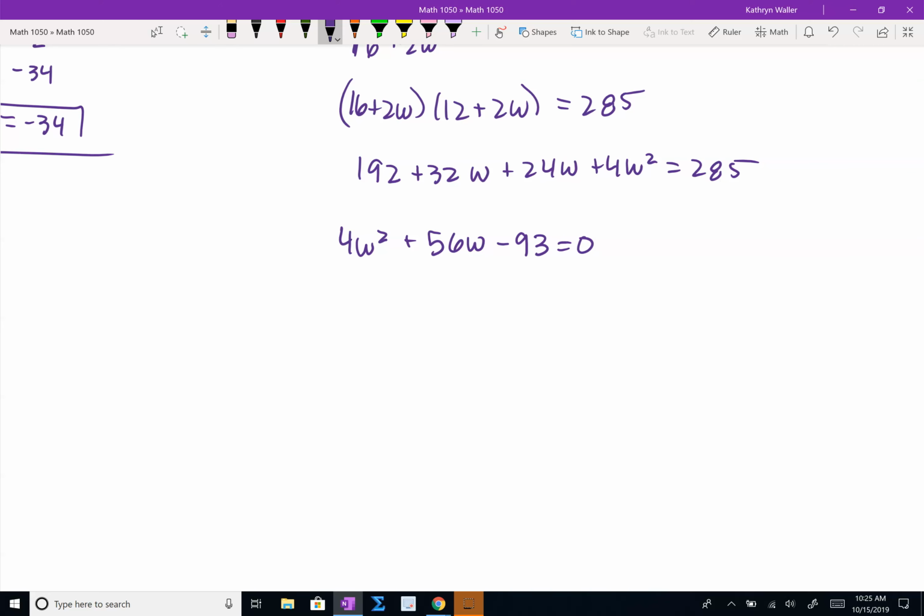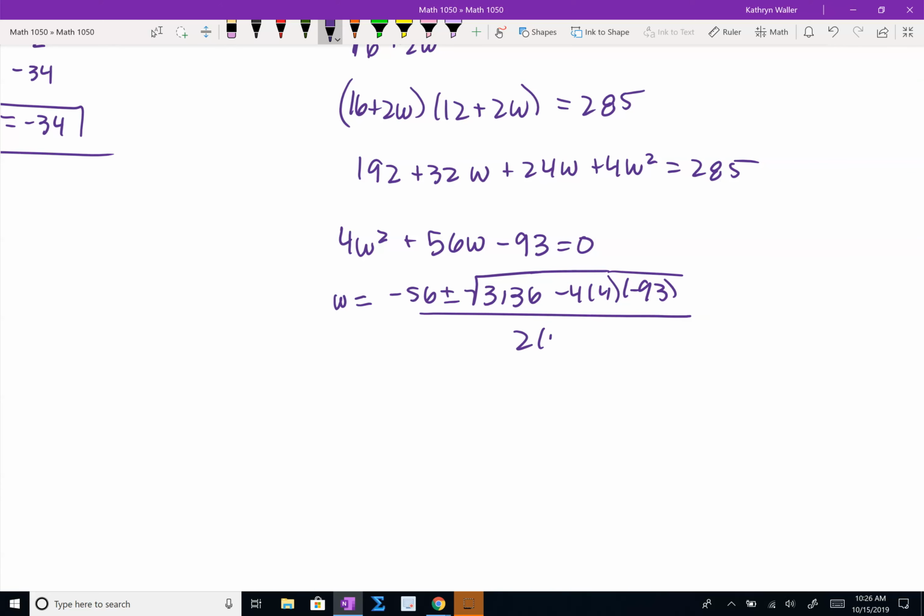And, you know, I think I factored it. I don't know. I'm just going to use quadratic. When it's that ugly, I'm just going to do quadratic. So I'm going to go negative 56 plus or minus the square root of, what's that? No, what's that? Someone sneezed. Oh, someone sneezed. Don't say bless you, because you're freaking me out. No, I'm kidding. 3136 minus 4 times negative 93 all over 2 times 4.